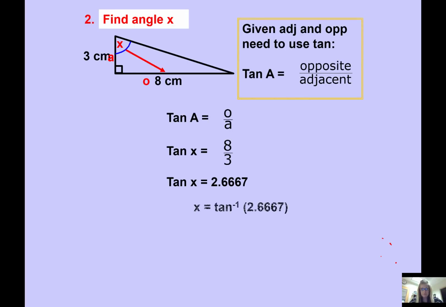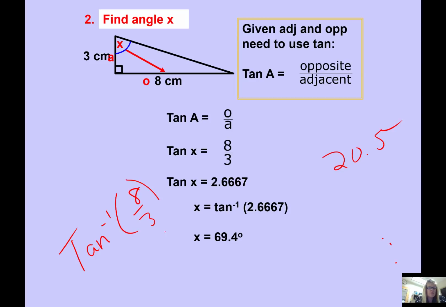All right. And we put it in, and I think they should have gotten... Oh, I was wrong. Why was I wrong, people? This is what I said. I said 20.5. Why was I wrong? Because I didn't do opposite over adjacent. I did adjacent over opposite. Holy buckets, Bradford. That's a big no-no. 8 over 3. This is what happens when I go too fast.